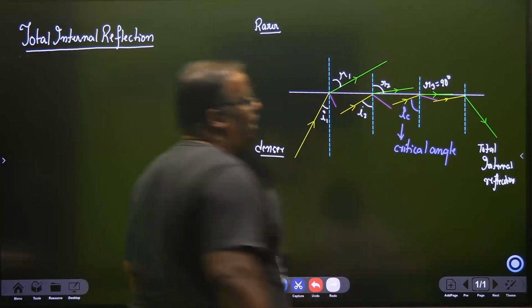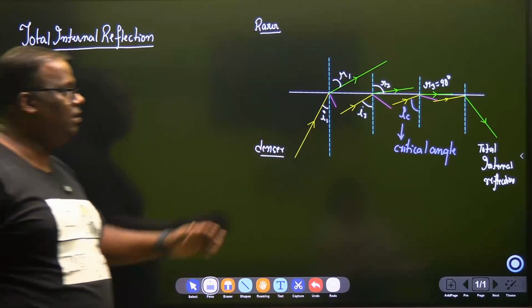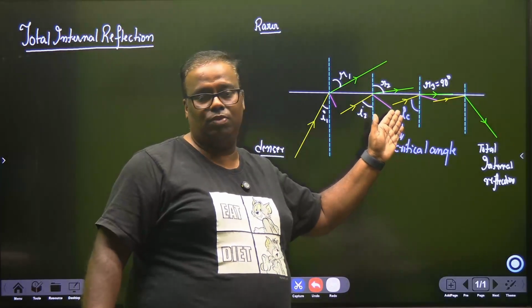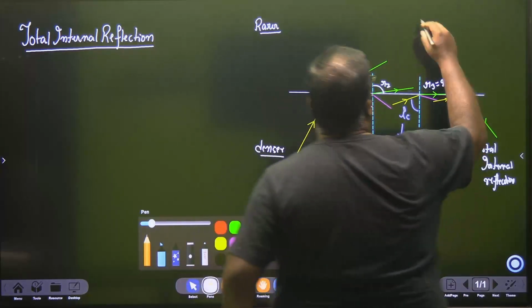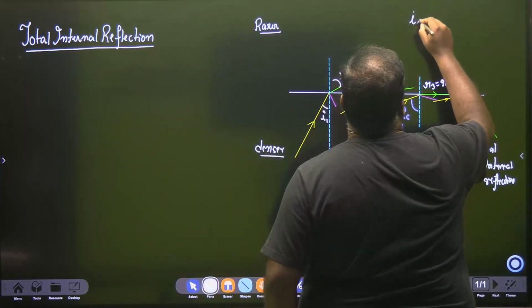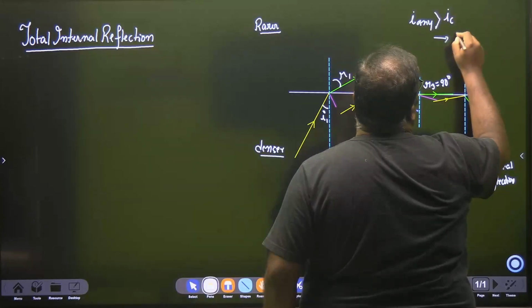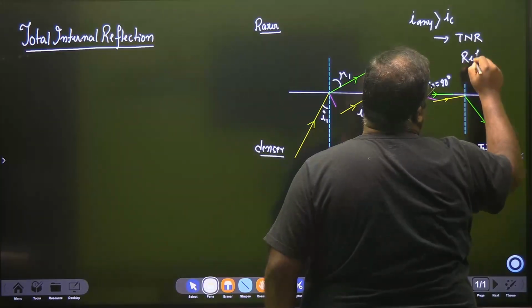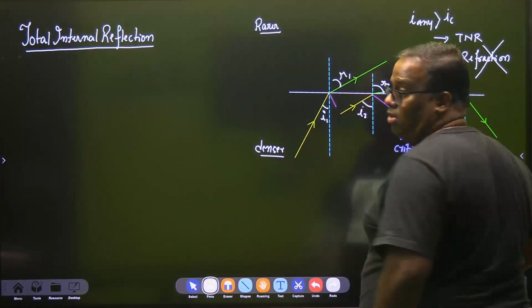This is a critical angle for 90. Critical means it is a warning for you. If you now increase the angle of incidence, what does the critical angle signify? That for any angle of incidence which is greater than IC, you will have total internal reflection. You won't get the refracted ray.